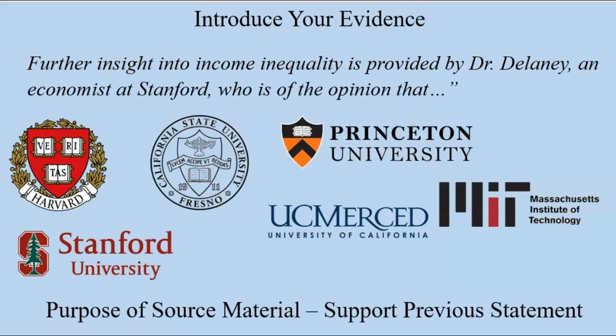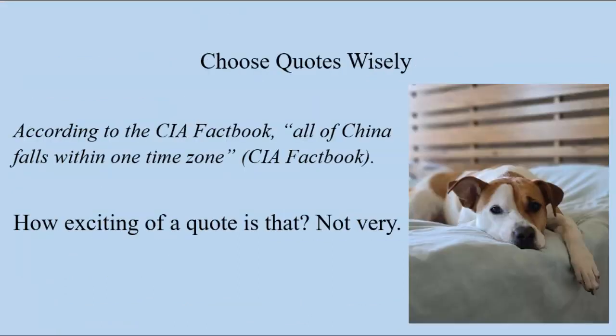When you bring in outside sources, your introduction of evidence should include a statement to the source's authority if it's not already established. Notice that this introduction to the evidence includes a transition word, further, that helps the reader see the connection to the previous statement that was made. Again, remember, the whole purpose of source material is to support a statement, argument, or point that you've just made.